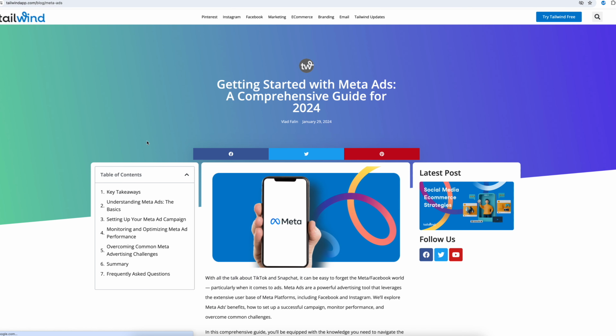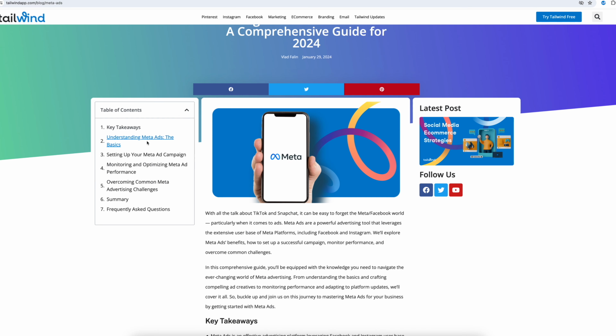For example, getting started with meta ads. This could be very technical, but you can look quickly at the table of contents here that they are walking a reader down this journey of maybe they're not too familiar with meta. Maybe they just heard about it in a news program, or they've heard about it through social media, but they're not familiar with exactly what it is. So understanding the basics helps someone that's new to this idea to better understand it. So they're breaking it down.